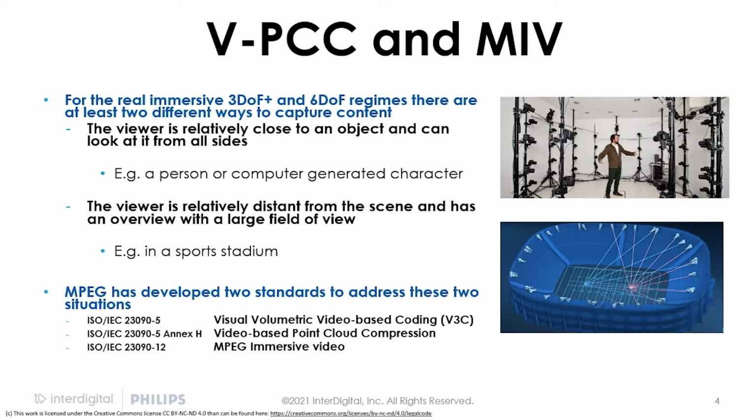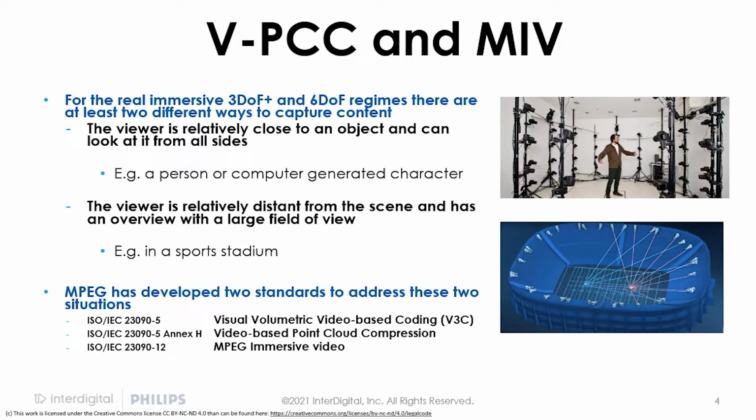For the real immersive 3DOF Plus and 6DOF regimes, there are at least two different ways to capture content. In one case, the viewer is relatively close to an object and it can be looked at from all sides. This is typically a person, but could also be an object. In the other case, the viewer is relatively distant from the scene and is able to look at the scene with a large field of view and from multiple angles. Consider, for instance, a sports stadium.